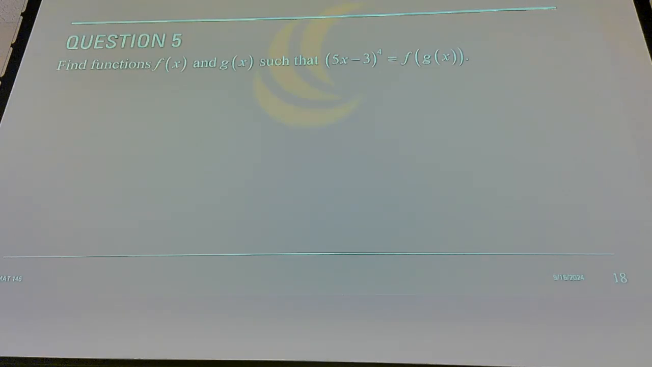We're going to find functions f and g such that the quantity 5x minus 3 to the fourth power is f of g of x. Now, theoretically, there's an infinite number of solutions. There's theoretically an infinite number of functions f and g such that f of g is (5x minus 3) to the fourth. In calculus, you generally want to find the simplest solution.